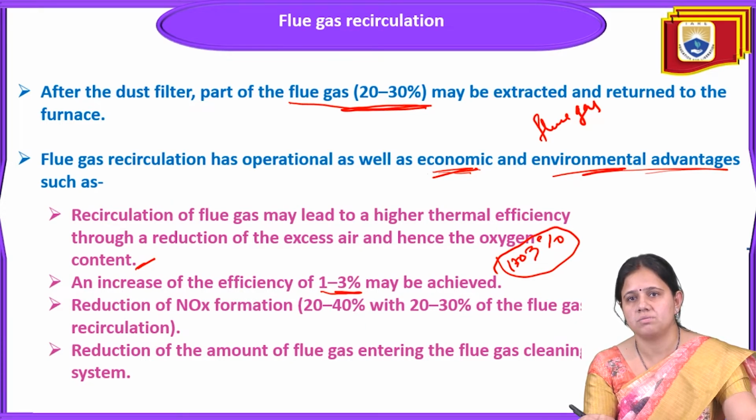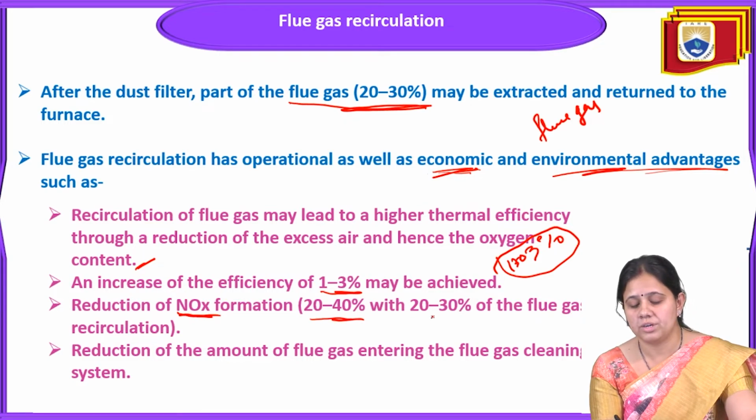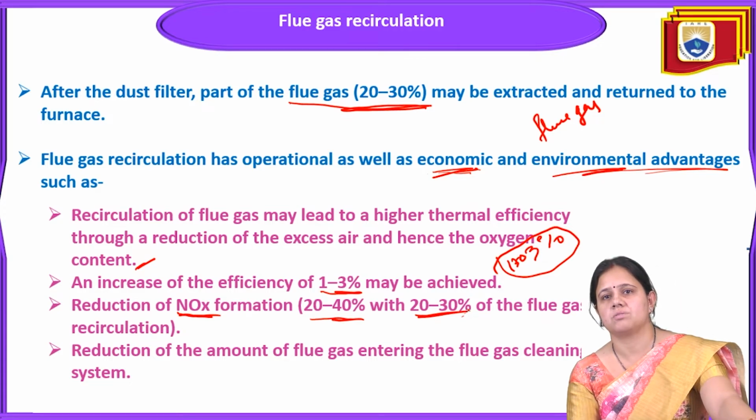There is also a reduction of NOx formation, like 20 to 40%, with 20 to 30% flue gas recirculation. So there is a reduction of NOx formation.